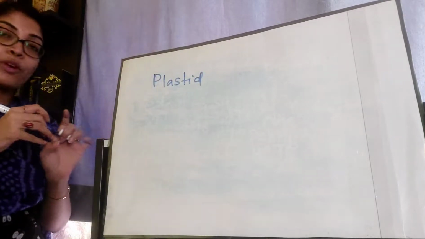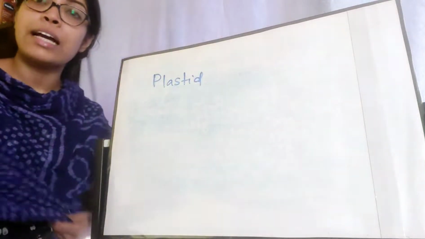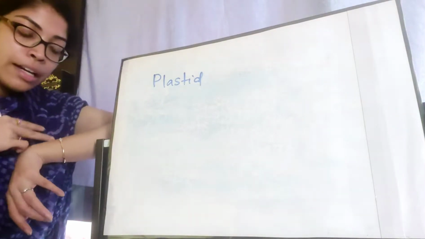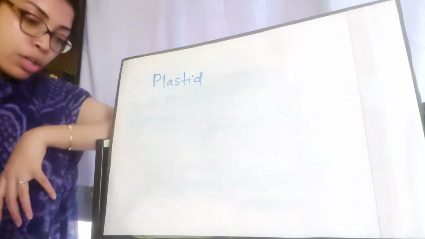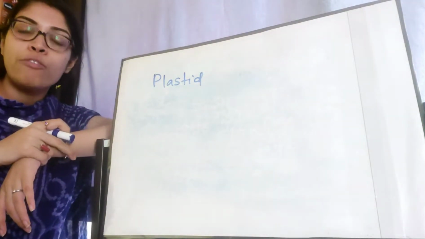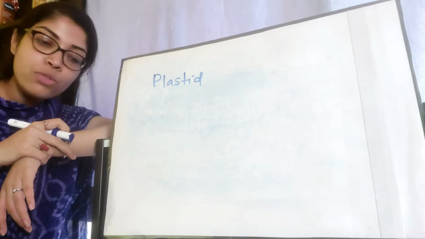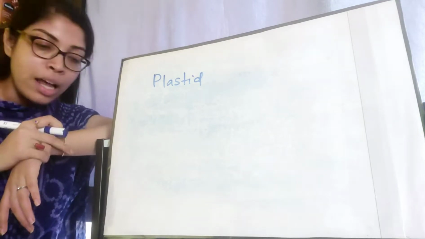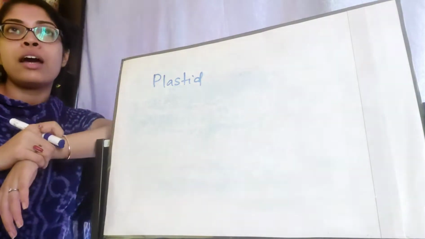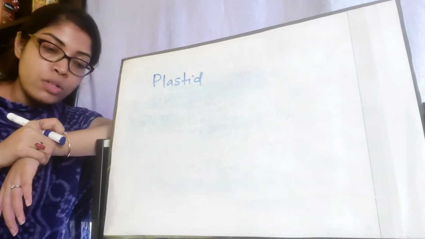Now, plastids are present only in plant cell. They are not found in animal cell at all. Okay. Next, reading the definition from the book. Round, ovoid or rod-like. That means the possible shapes of plastids are round or ovoid, means like oval, or rod-like. Double membrane bound. They are double membrane bound.